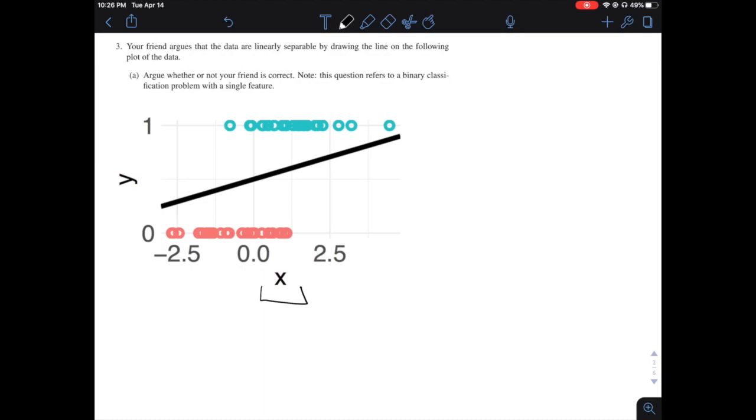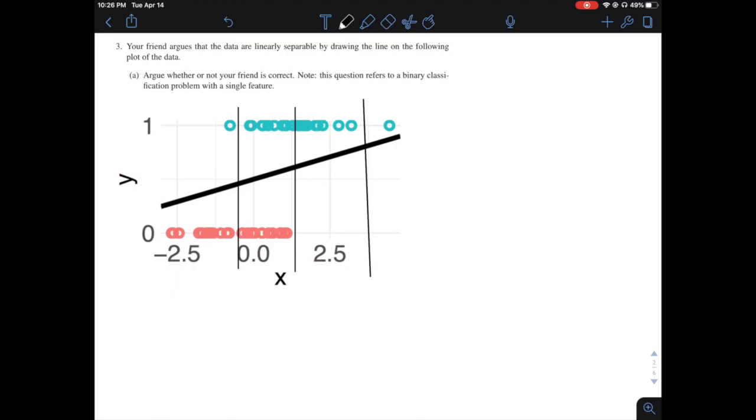Take a moment to note that no matter where I draw a vertical line through this plot, there's no point at which I'm separating all of the red dots on one side from all of the blue dots on the other. And this is an important thing because linear separability is only relevant in the feature space. If we include the output space, then we've lost all semblance of meaning when we're talking about linear separability.